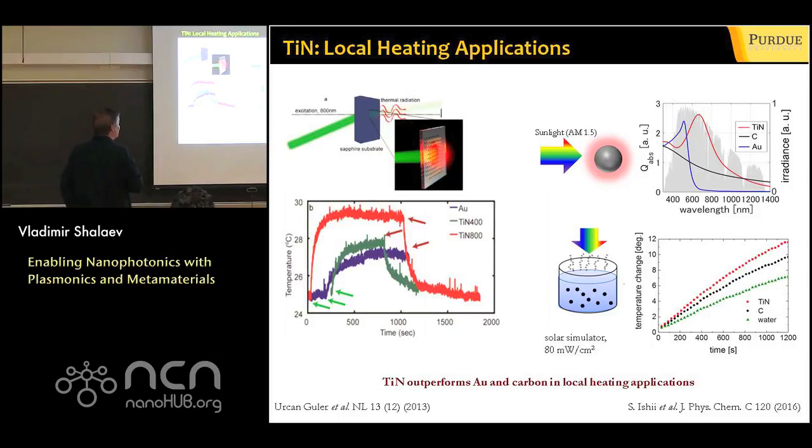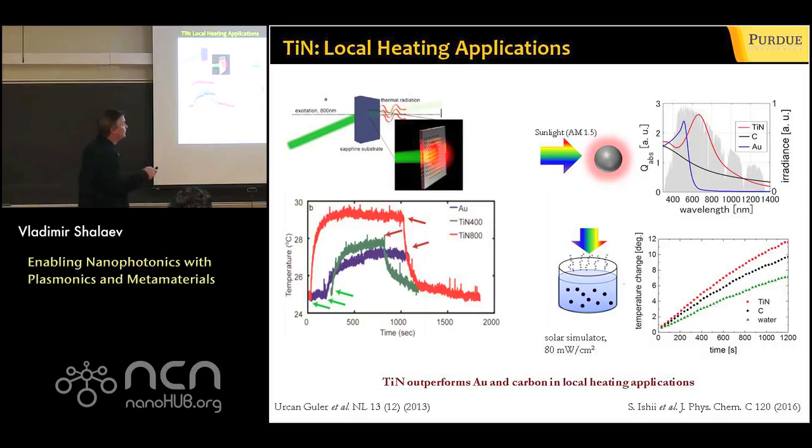So it clearly shows that titanium nitride could heat more effectively, more efficiently than gold does. And I will show a number of applications where it matters. So my former student Satoshi Ishii, who is now one of the prominent researchers in Japan, when he left the group, also made this demonstration where he showed that titanium nitride actually overlaps with the sun spectrum much better than, for example, carbon, not speaking of gold.